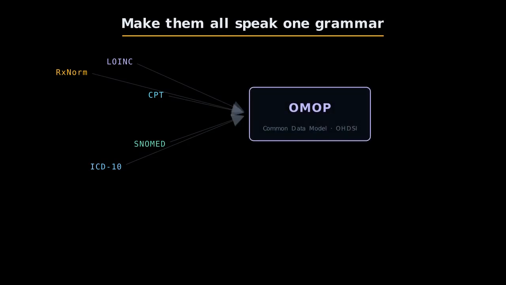Now the foundation nobody puts in the pitch deck. Remember Chapter 3, every source speaks a different grammar. Before you can build anything durable, you have to make them all speak one. That is the job of a common data model. The dominant one is OMOP, from an open community called Odyssey. You map every source, claims, EHR, labs, into one shared set of tables and one standard vocabulary.